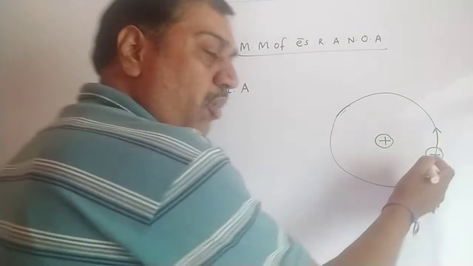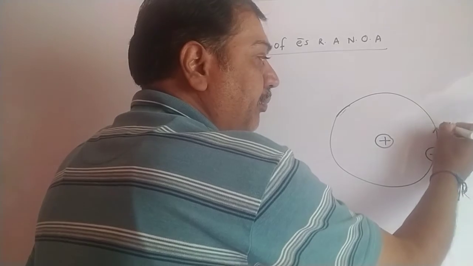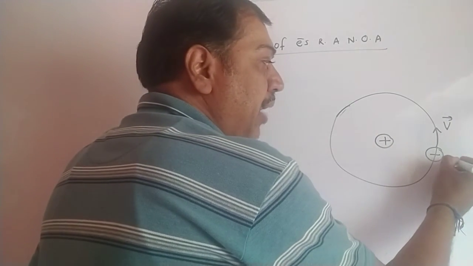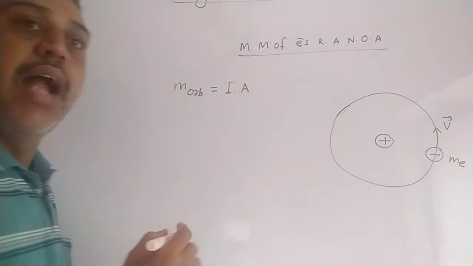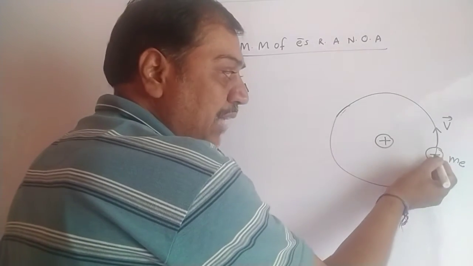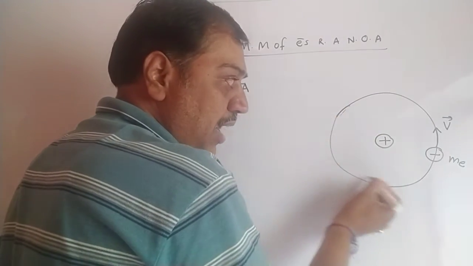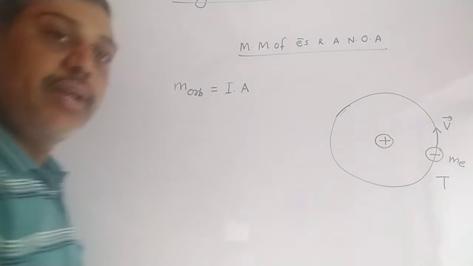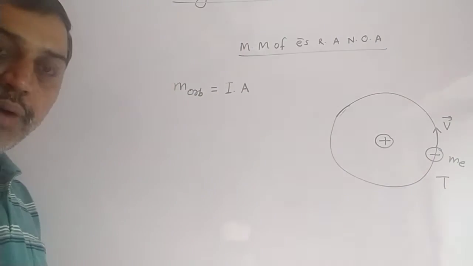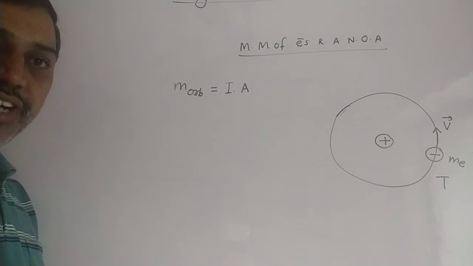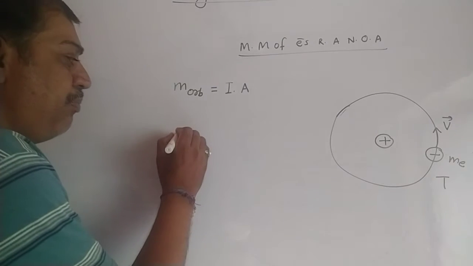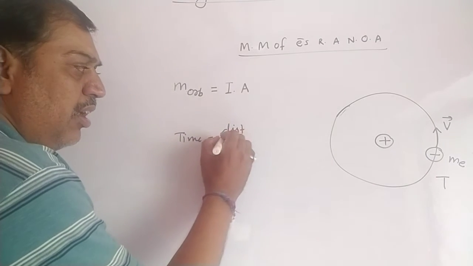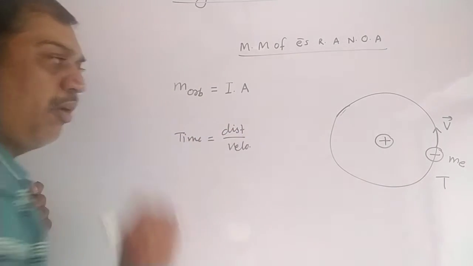Now suppose this electron is revolving with a velocity v around the nucleus, having a mass m suffix e, and it takes a time to complete one revolution. Start here, go around the nucleus, and come back to the same place. The time required is capital T. Then we know the velocity, or we can find the time period. Time equals distance travelled divided by velocity of the object.